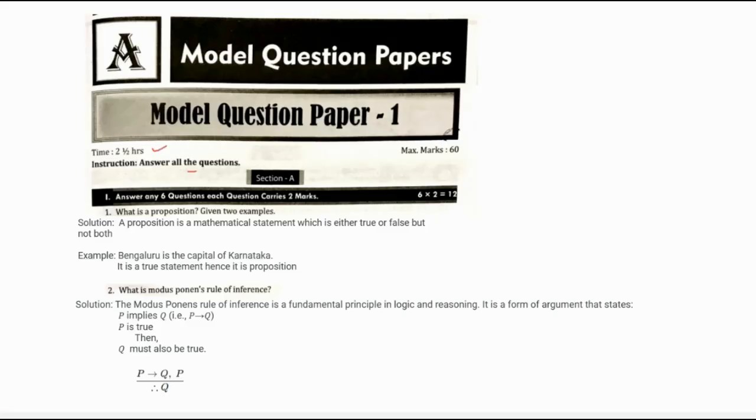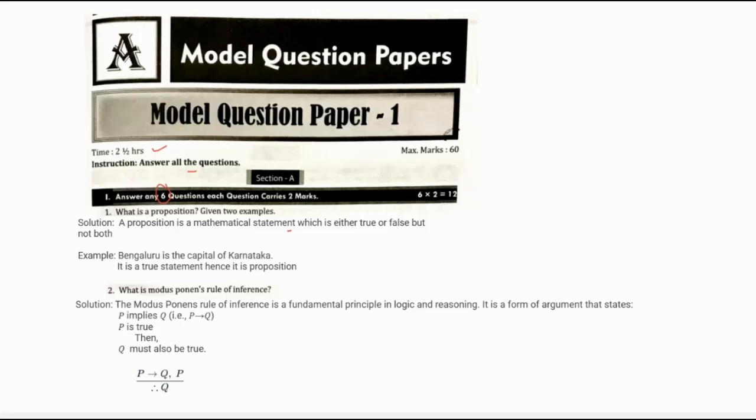So in section 1, we have 2 mark questions. We have to answer any 6 questions of 2 marks. The first question is, what is a proposition? Give 2 examples. A proposition is a mathematical statement which is either true or false but cannot be both.